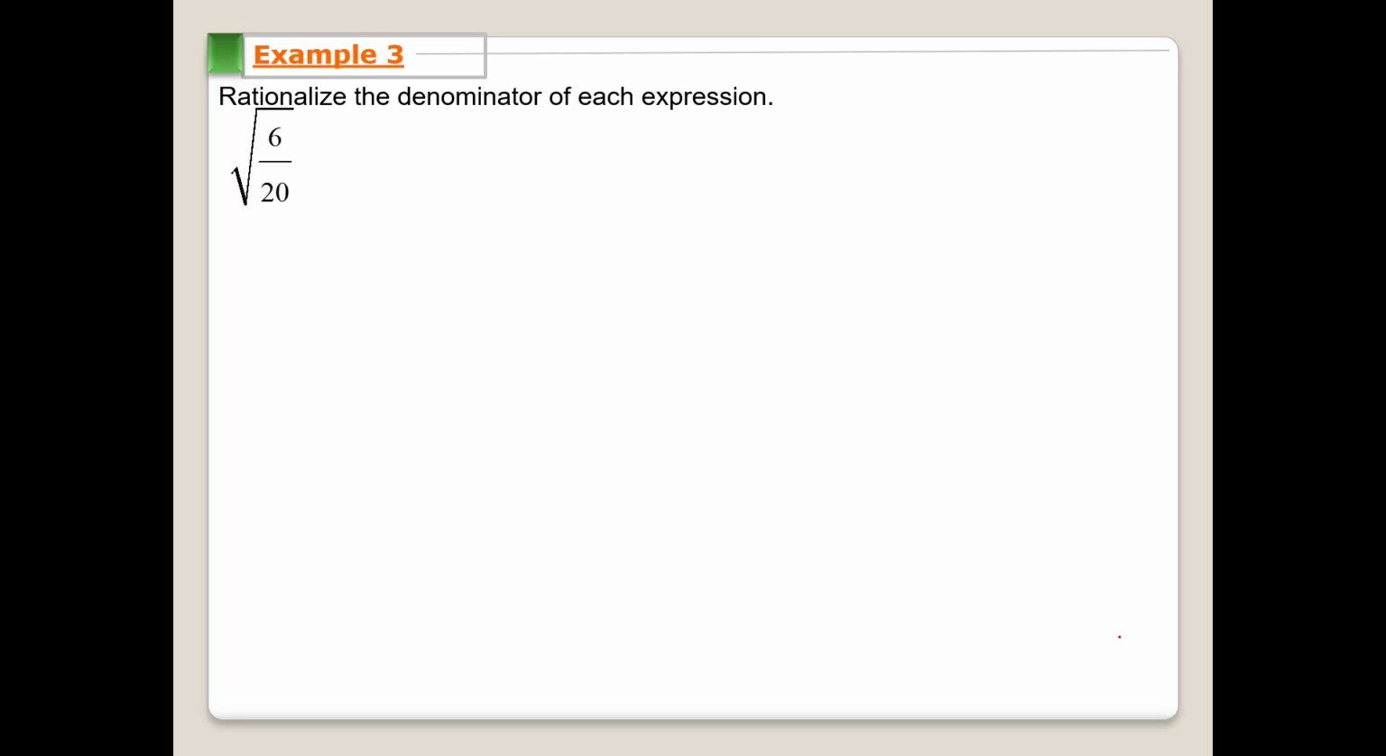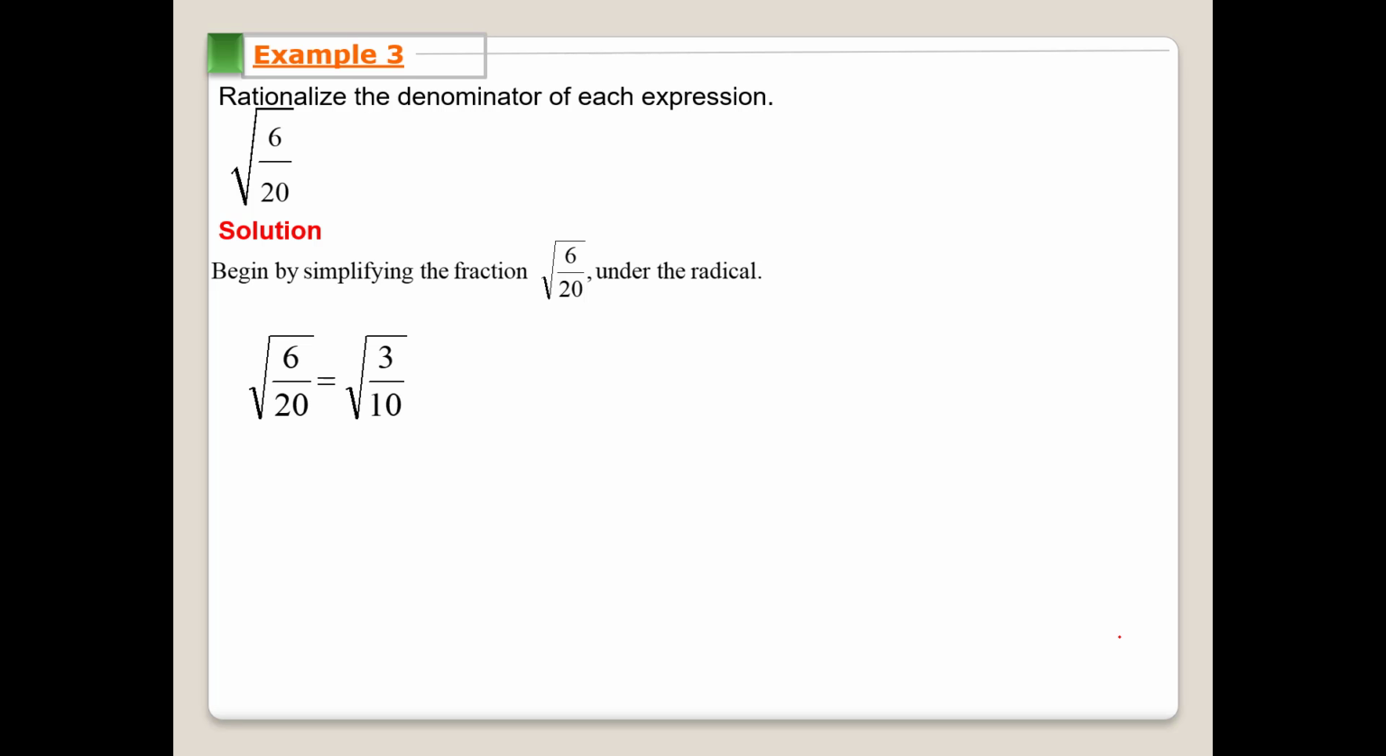All right, another example here. Rationalize the denominator of each expression. So with this one, square root of 6 divided by 20. So let's simplify the fraction under the radical. So if we've got this, we can go ahead and simplify that fraction, because 2 can definitely go into both of those, right? 6 divided by 2 is 3, and 20 divided by 2 is 10. So now we have square root of 3 over square root of 10, because it's the same thing as saying square root of 3 over 10. We're just using the division rule here of the radicals, okay?